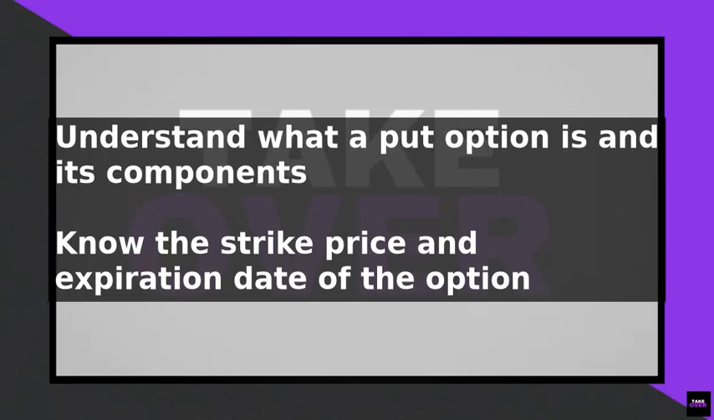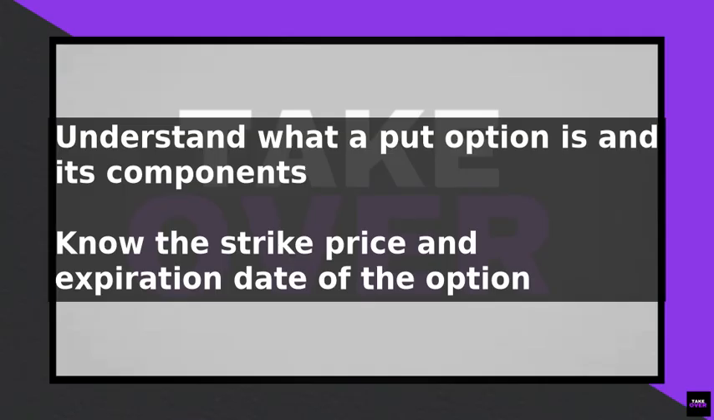To sell put options on Moomoo, you first need to understand what a put option is. A put option is a contract that gives the buyer the right, but not the obligation, to sell a specific stock at a predetermined price, known as the strike price, before a certain date, known as the expiration date.